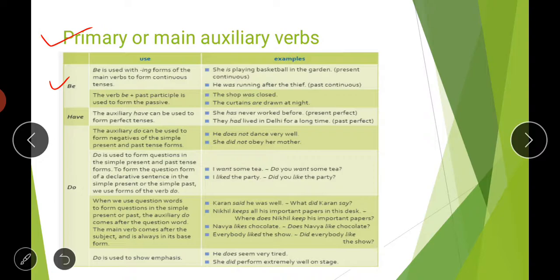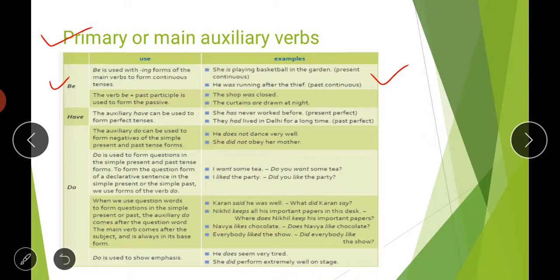He was running after the thief. Again, run plus ing, the ing form, is used to form past continuous. So the ing form is used with be to form present continuous or past continuous sentences. Then the verb be plus past participle is used to form the passives.